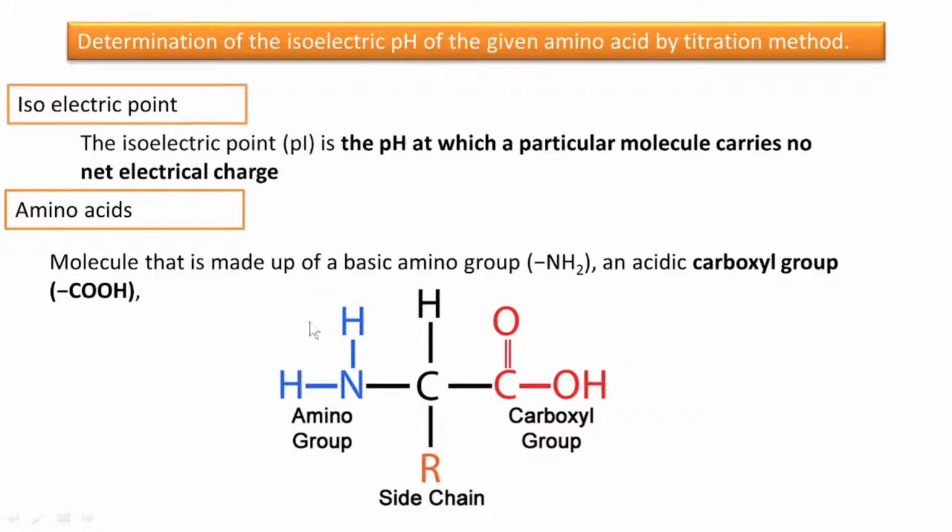In this picture, we can see this amino acid is composed of a basic amino group and an acidic carboxyl group. That means it has an acidic as well as a basic group in it. And as it possesses a basic and an acidic group, it can either donate a proton or receive a proton. That depends upon the pH. So whether the amino acid donates or accepts a proton is determined by pH.